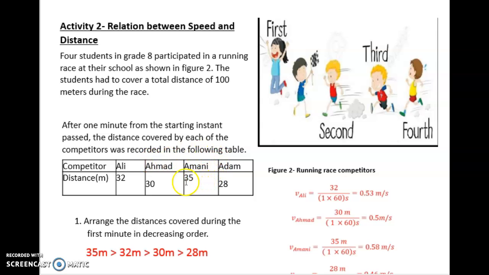following table. Ali covered 32 meters during 1 minute, Ahmad 30 meters during 1 minute, Amani 35 meters during 1 minute, and Adam 28 meters during 1 minute. Arrange the distances covered during the first minute in decreasing order. This means from the greatest to the least. 35 meters greater than 32 meters greater than 30 meters greater than 28 meters.